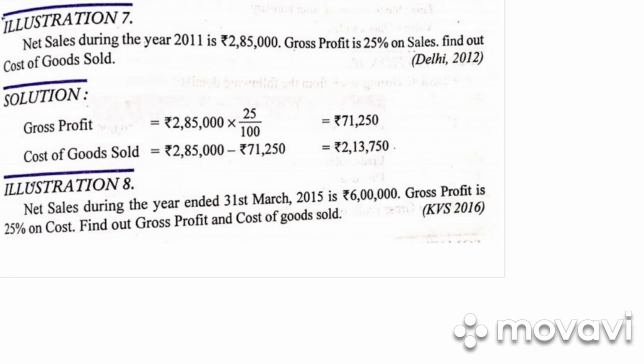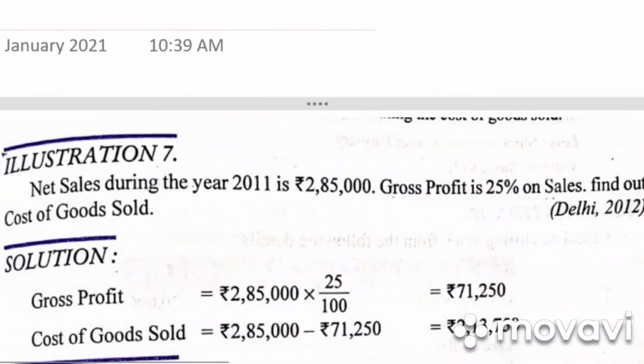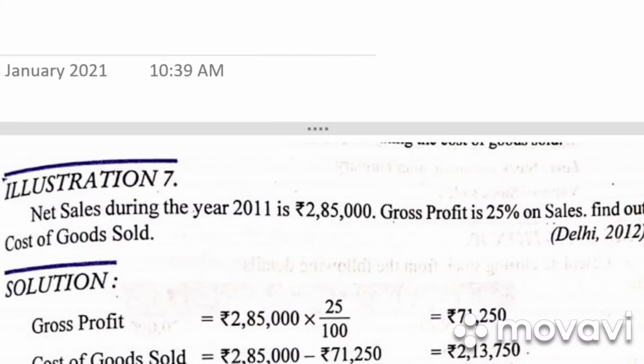Net sales during the year 2011 is 2,85,000. Gross profit is 25% on sales. Find out the cost of goods sold. So they have given us net sales, they have given us gross profit.